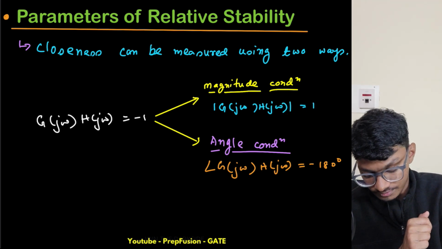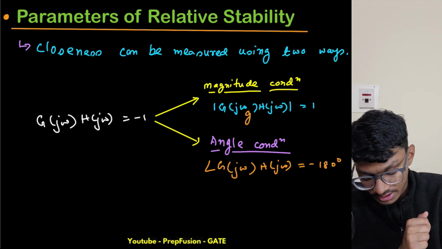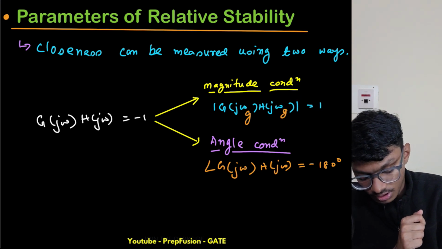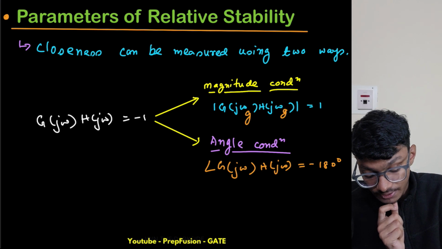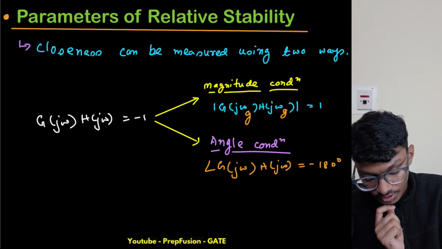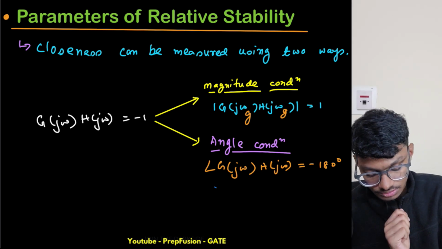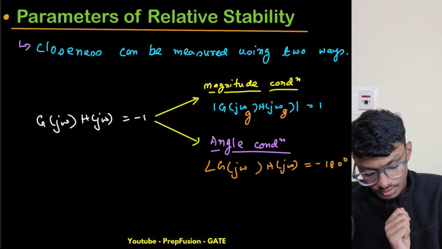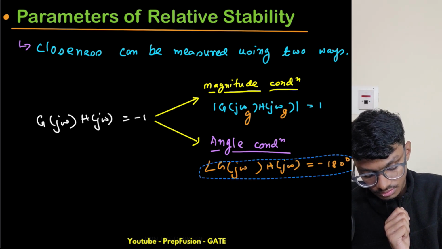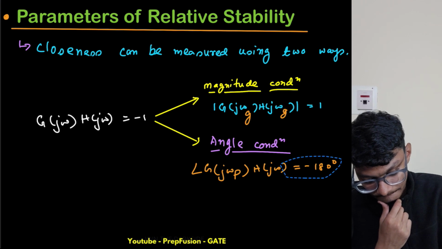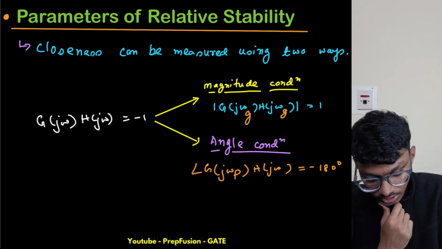So the frequency at which the magnitude of my OLTF becomes 1 is known as the gain crossover frequency. I can write it as omega g. And the frequency at which the angle of my OLTF becomes minus 180 is known as the phase crossover frequency. These are the terminologies.